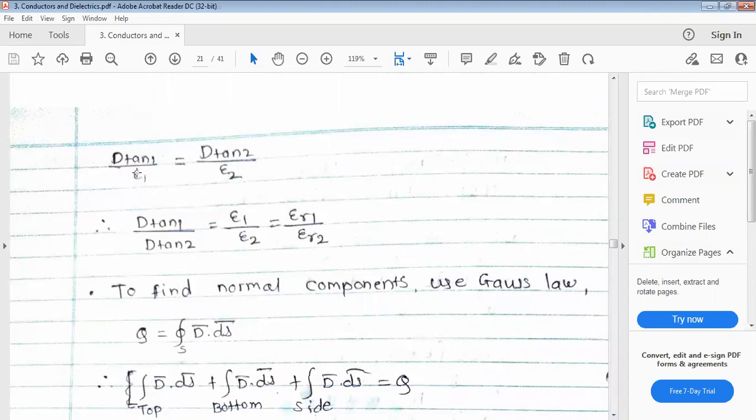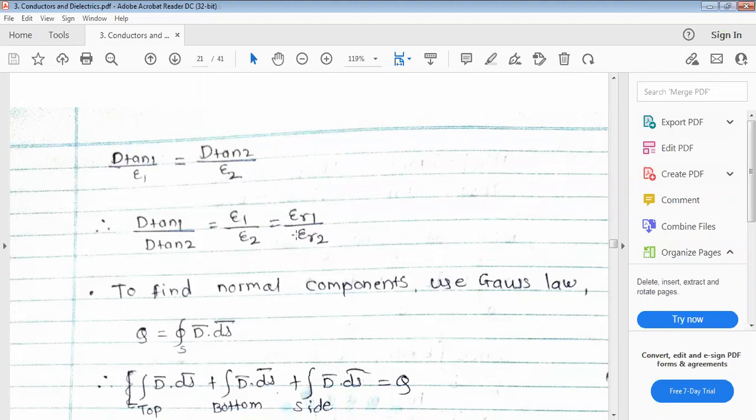Remember, when you are considering the electric field intensity, the tangential components are the same. That is E tan 1 is equal to E tan 2. But if you are considering the electric flux density, then it is related by the permittivity. Okay, so D tan 1 divided by epsilon 1 is equal to D tan 2 divided by epsilon 2. So D tan 1 divided by D tan 2 is equal to epsilon 1 divided by epsilon 2. And this is the general permittivity.